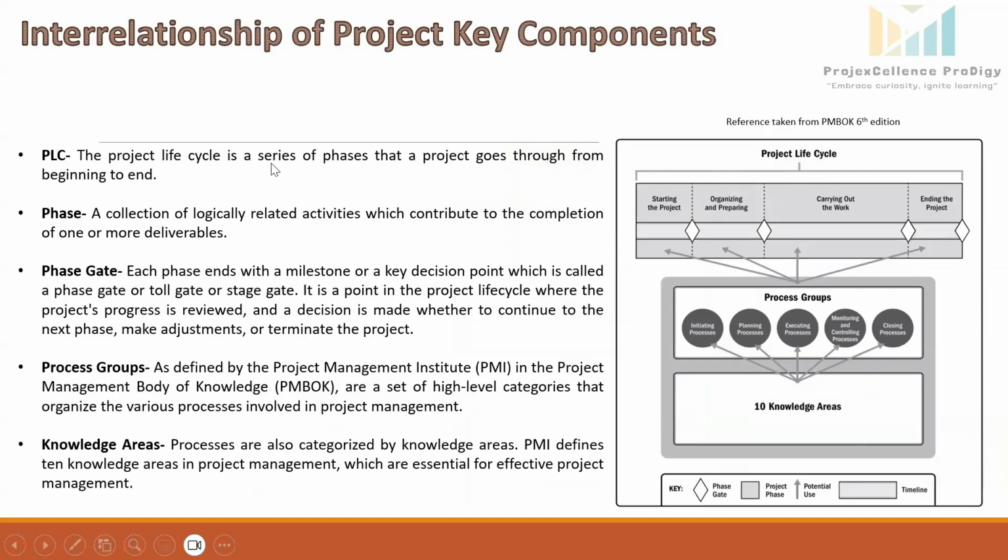PLC, the project life cycle, is a series of phases that a project goes through from beginning to end. So in this figure, we can see the project life cycle spans from this point up to this point, from starting the project up to ending the project. And it's a collection of the phases. A phase is a group of related activities within a project that together produce one or more deliverables. So here we can see there are 4 phases: starting the project, organizing and preparing, carrying out the work, ending the project.